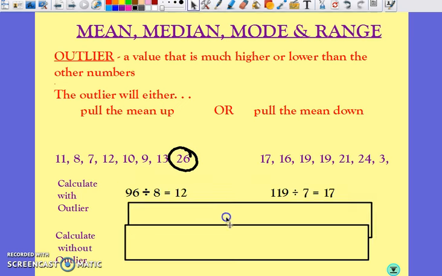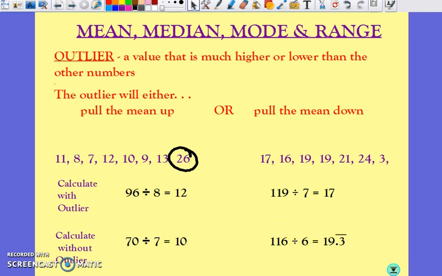Okay, you guys could try the second one. And those are your answers, or that's what you should get.